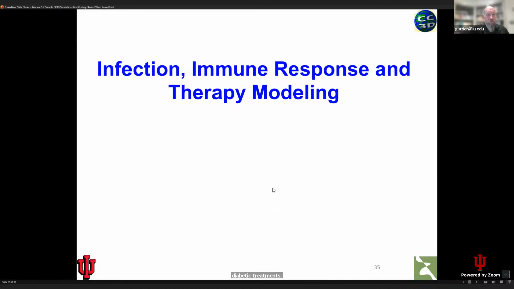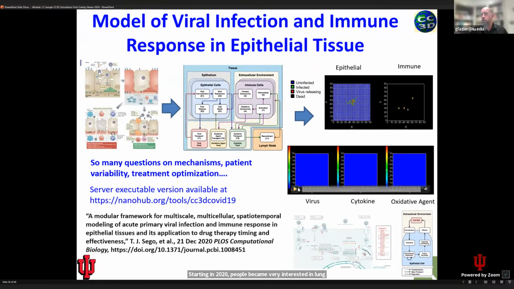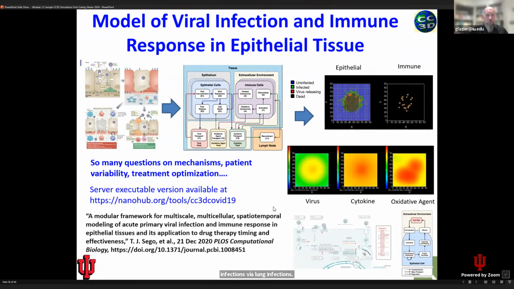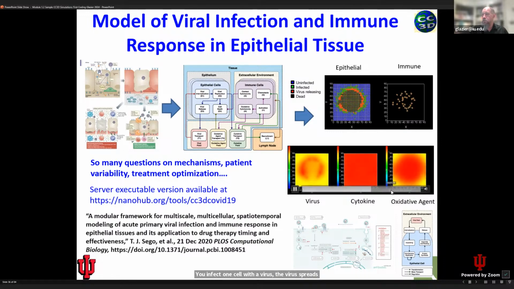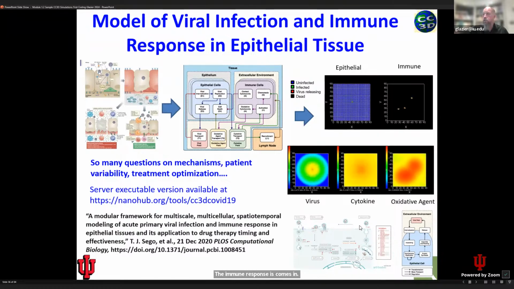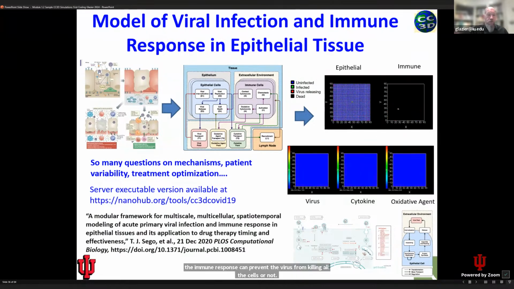Starting in 2020, people became very interested in lung infections, viral lung infections. We actually worked with a bunch of undergrads and in a few weeks built a very simplified model of a patch of lung tissue. You infect one cell with a virus, the virus spreads, the immune response comes in. Depending on the particular situation, the immune response can either prevent the virus from killing all the cells or not. This has a rather detailed model of viral replication in it.